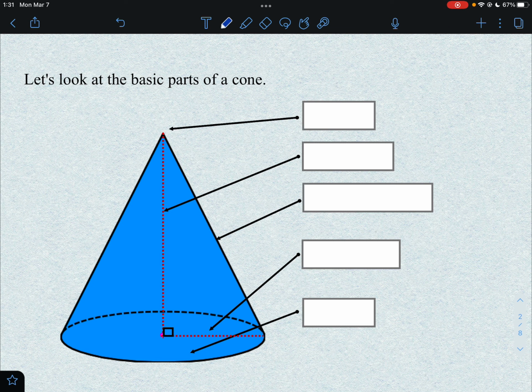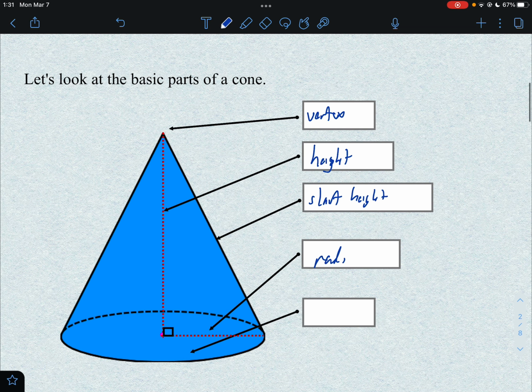Let's take a look at the basic parts of a cone first. Very important that we know what these are before we get into this. So the top point up there, that's called our vertex. The red line that I have going straight down from the vertex down the middle of the cone is your height. This, which is not an actual line, but it looks like it is on 2D, that's your slant height. This line right here, that's our radius of the circle. And then the bottom down there, that's called our base, our circular base.